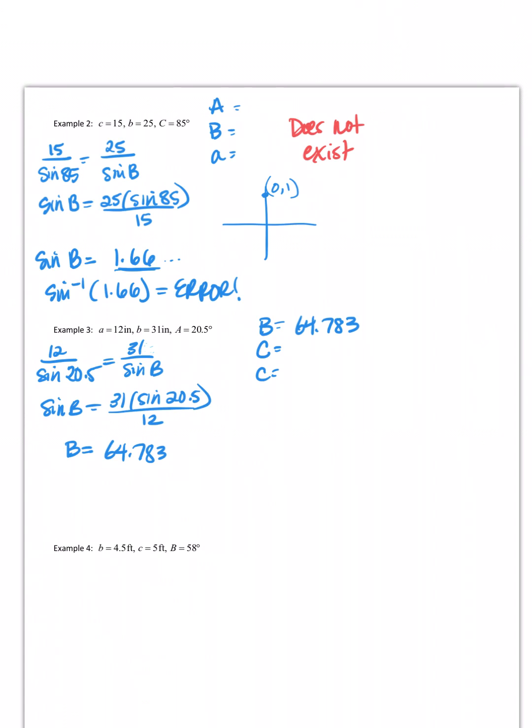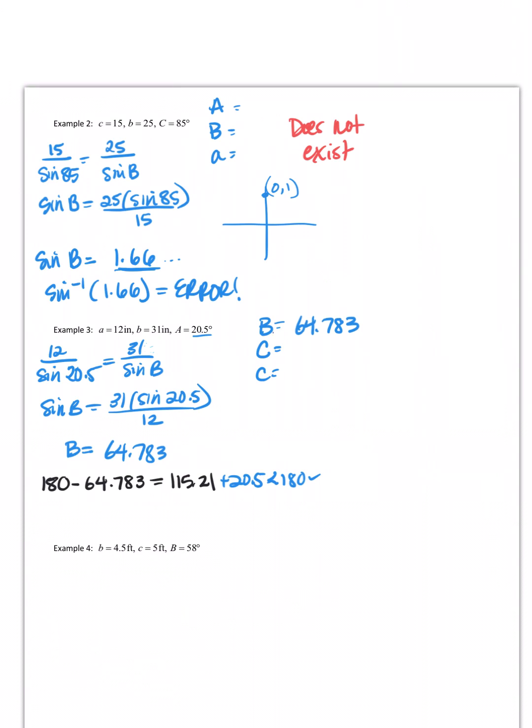So same steps as before. I'm going to take 180. I'm going to subtract that 64.783 and see what I get. When I subtract, I get 115.21. Then I ask myself, okay, can I add the given angle? They gave me 20.5. If I do that, I'm still under 180, aren't I? So that tells me that there is a second triangle.